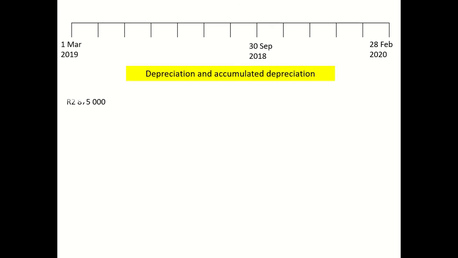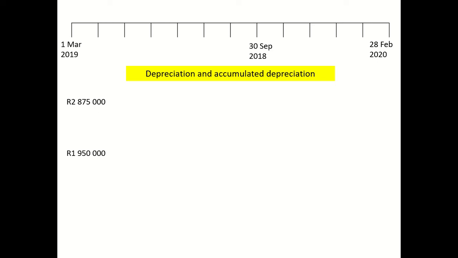Now guys, we're going to be calculating depreciation. The financial year is very important. That's why I started with that. Note that the accumulated depreciation balance at the beginning of the year is 2,875,000. Accumulated depreciation of the asset sold at the beginning of the year. Please note that the beginning of the year will be the 1st of March 2019.